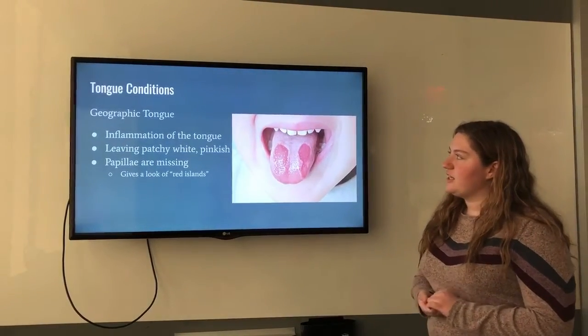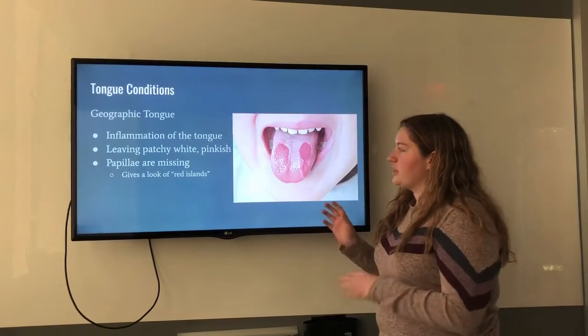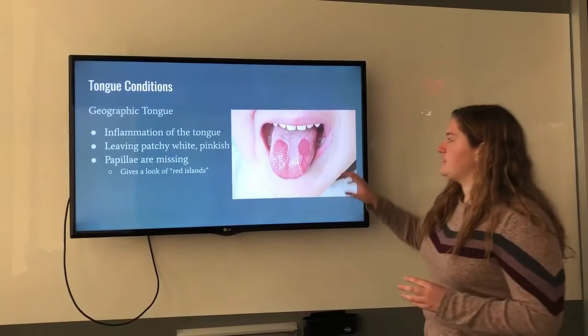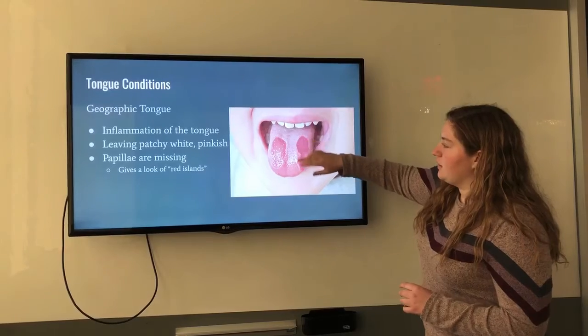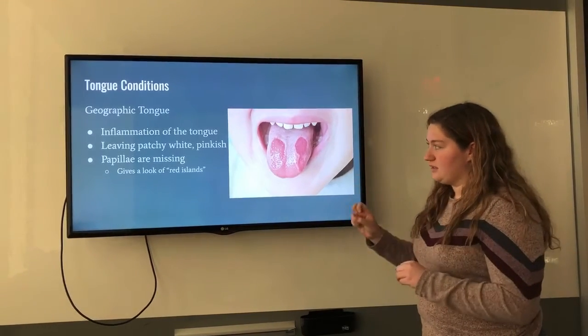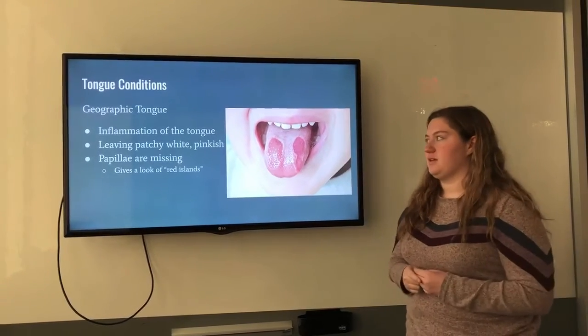The next condition is geographic tongue, and it's inflammation of different parts of the tongue. So you can see that it leaves what they call little red islands, and it's just where the papillae on the tongue are missing.